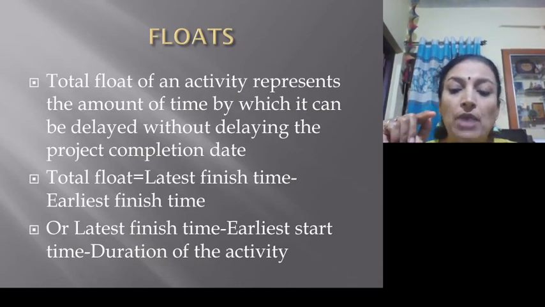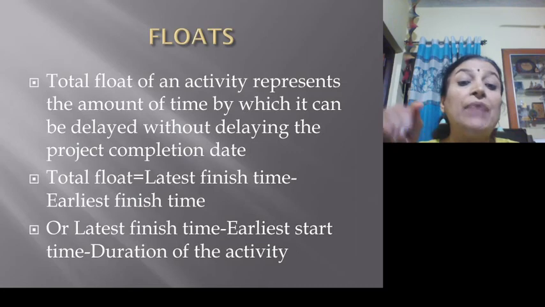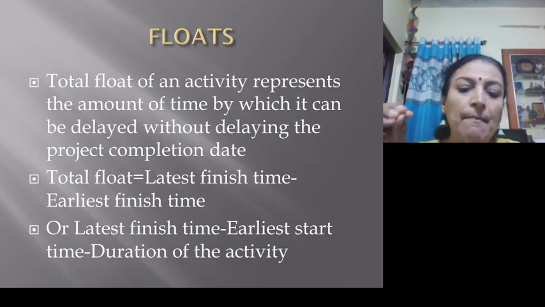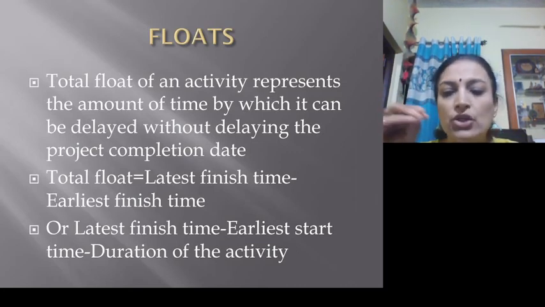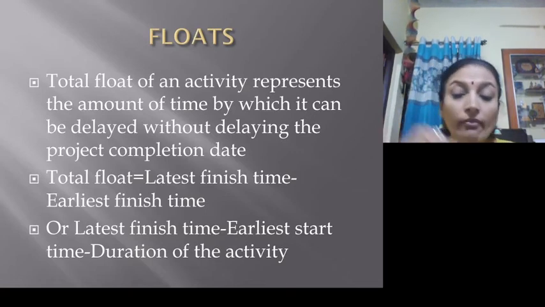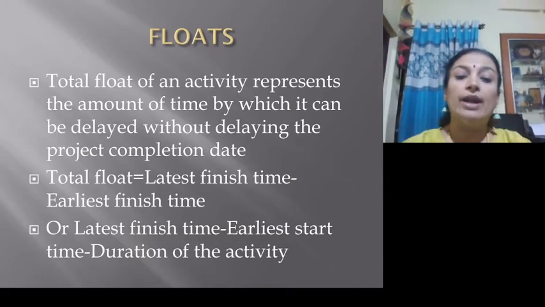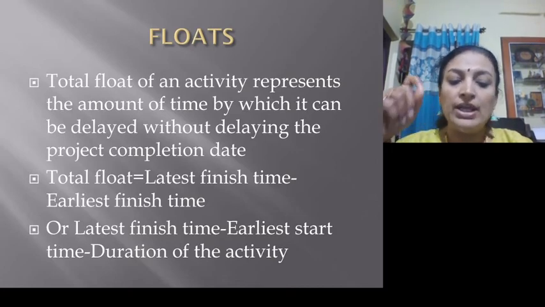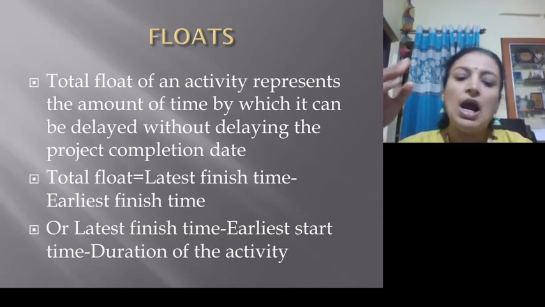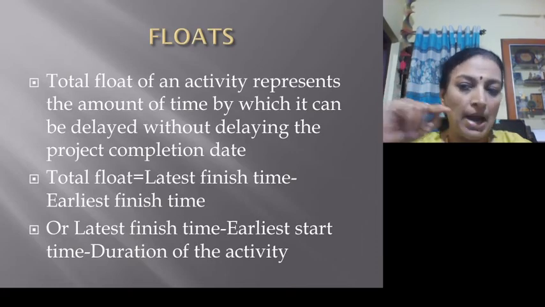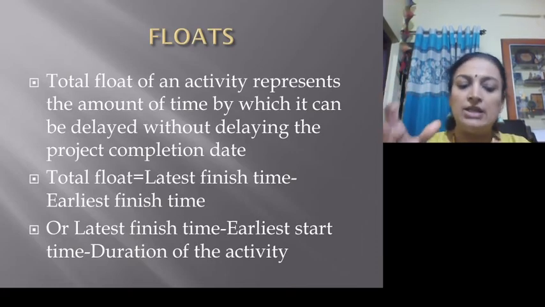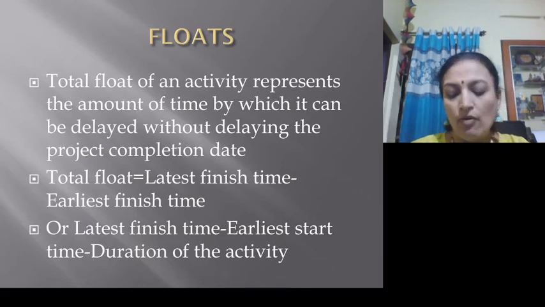Total float, the formula is: total float is equal to latest finish time minus earliest finish time. Here in the diagram, we have to calculate the latest finish time and also the earliest finish time. After calculating this, we can calculate the total float. Latest finish time minus earliest start time minus duration of the activity is also called total float.